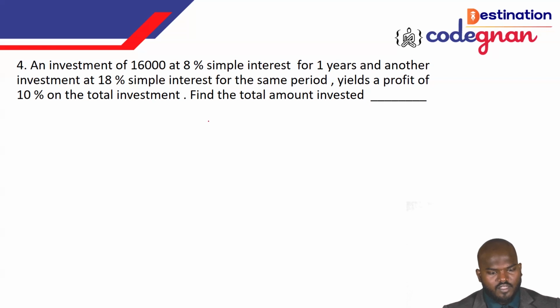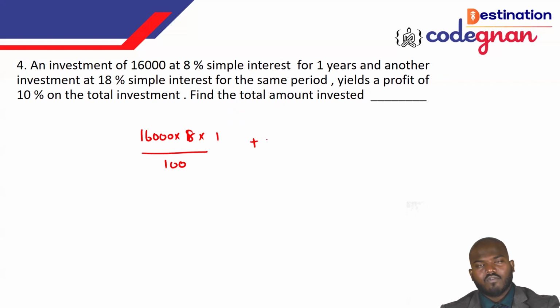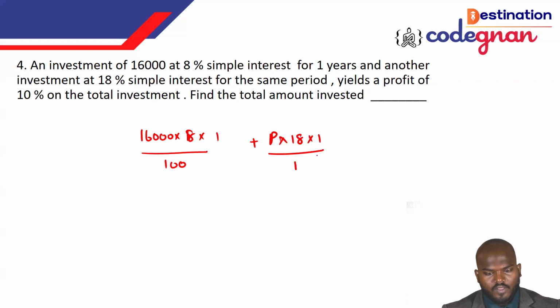Okay, so they are saying that the total investment, the second investment, we don't know. But the same period, it may be a different amount. You can take the first value, that is PRT by 100. So what is P? That is 16,000. R is equal to 8. Time is equal to 1. Okay, so by 100, plus the second investment we don't know, right? So I'm calling it P, and the rate of interest is 18%, and the time period is 1 year.